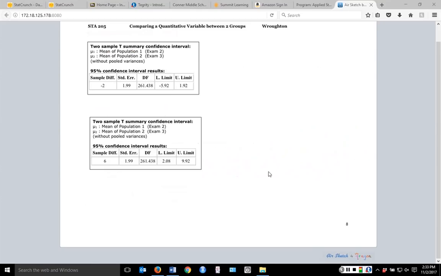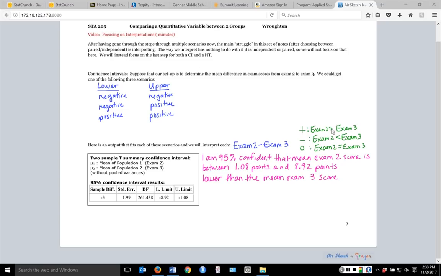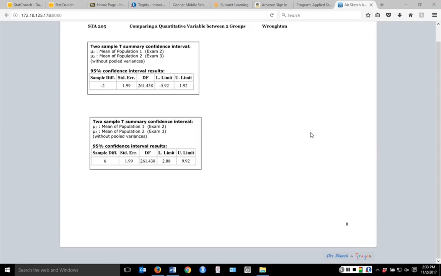Now the second situation that could happen is you go from a negative number to a positive number. And actually out of all the interpretations, this one's the hardest. Why? Because a negative number tells me one thing and a positive number tells me another. And so this is probably the weirder interpretation. So we are going to start the same way. So I am 95% confident that the mean exam 2 score is between, this is one that feels weird.